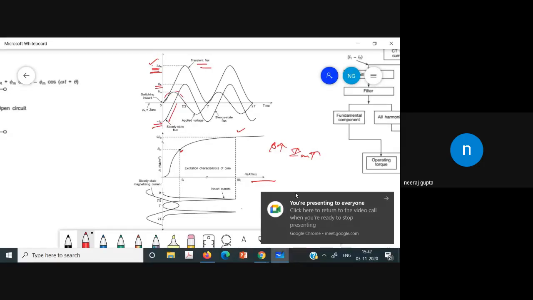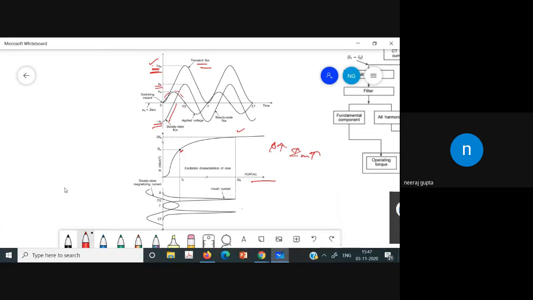Now we will discuss a small relationship for the value of this inrush current. Let us suppose the voltage is represented by V, where Vm is the peak value of the voltage, V equals Vm sine of omega t plus theta, and theta actually controls the switching instant.